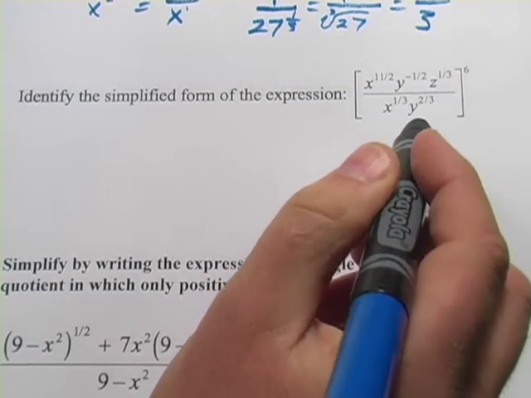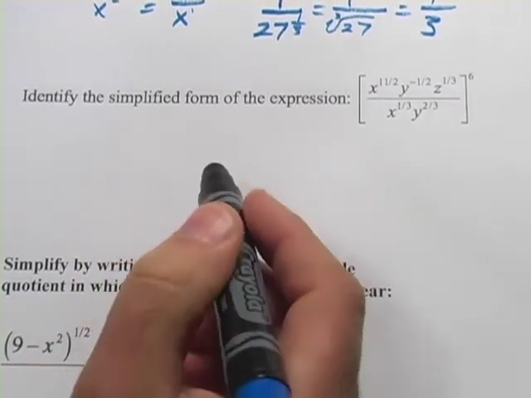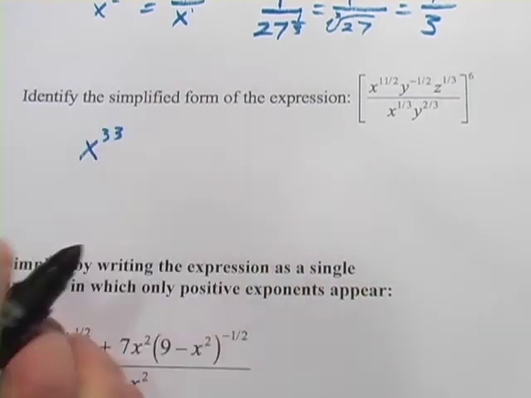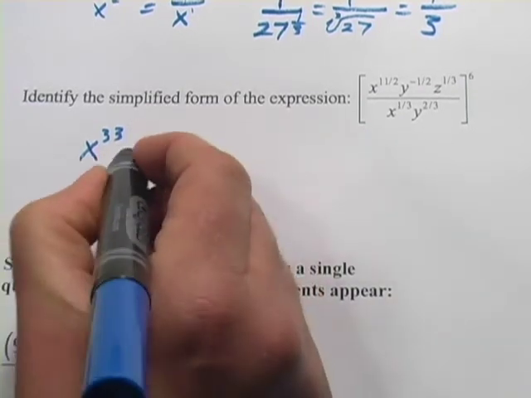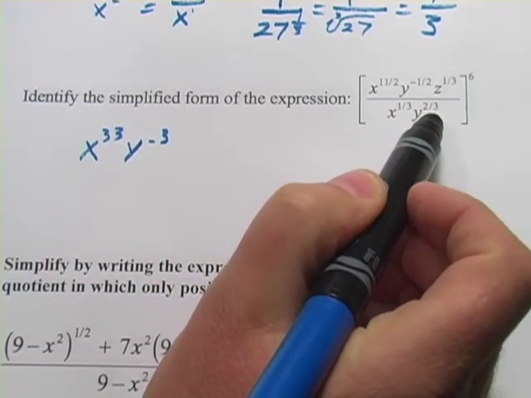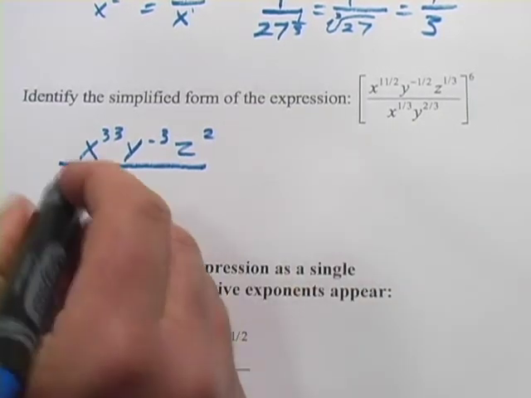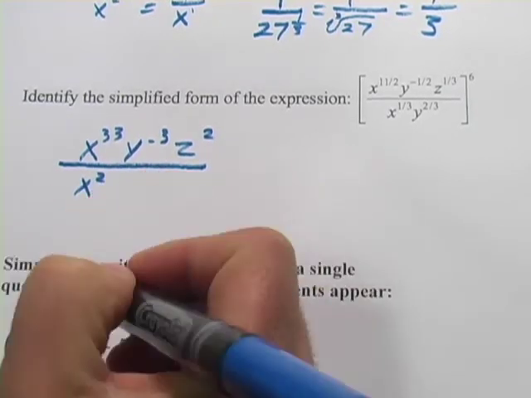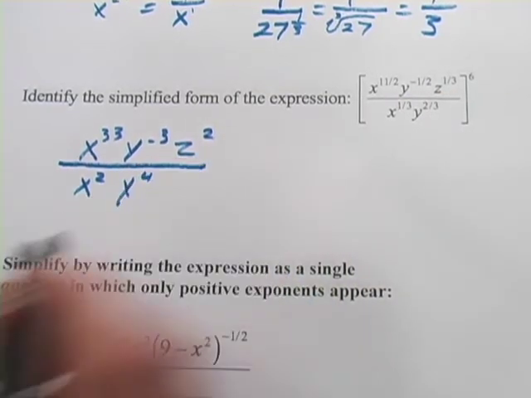And remember, when you raise a power to a power, you're multiplying the exponents. So 6 times 11/2, that would be 66 halves, or 33. So that would be x to the 33rd. And y to the negative 1/2 times 6, that's going to be y to the negative 6/2, or y to the negative 3. Z to the 1/3 times 6, so that's going to be 6/3, or z to the 2nd. Let's go down to the bottom now. X to the 1/3 raised to the 6th power is going to be x squared. And y to the 2/3 raised to the 6th power is going to be y to the 4th.